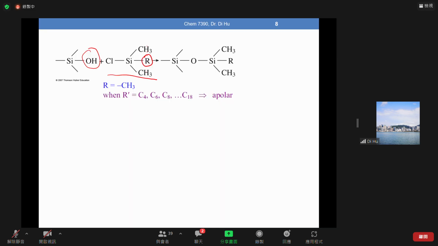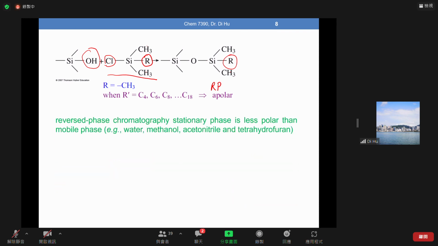This is the functional group you want to chemically bond. And this is the organochloro. After reaction, it forms this siloxane, silicon-O-silicon, with the functional group here. The functional group, as we mentioned last week, can be carbon 4, carbon 6, carbon 8, and carbon 18. If that is the case, this is a non-polar stationary phase. And this is a reverse phase stationary phase, okay? So it's called reverse phase.